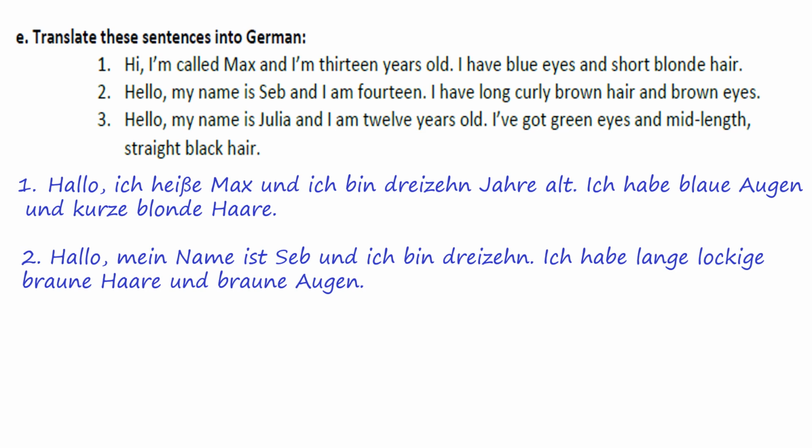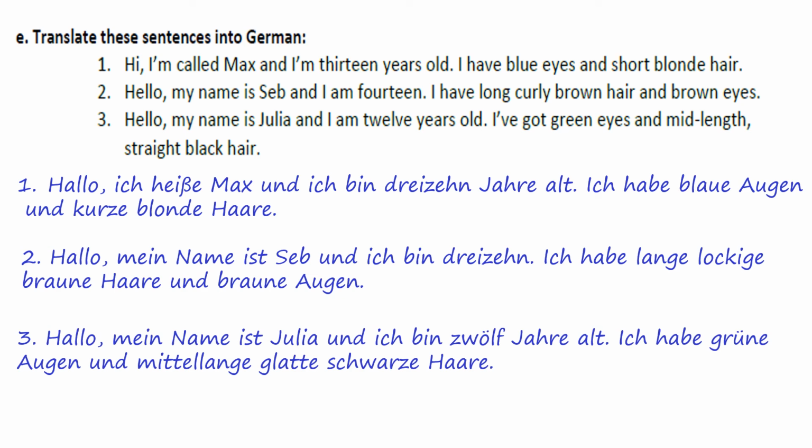English. So that would be, hallo, mein Name ist Julia und ich bin 12 Jahre alt. Once again, the J needs a capital there because it's a noun. Ich habe grüne Augen und mittellange, glatte, schwarze Haare. Okay, and that once again needs a capital, as does this one here.